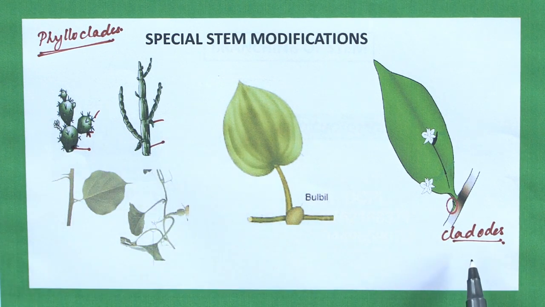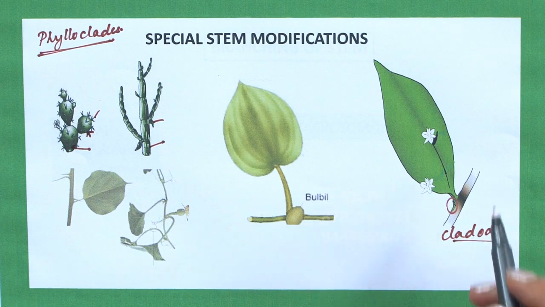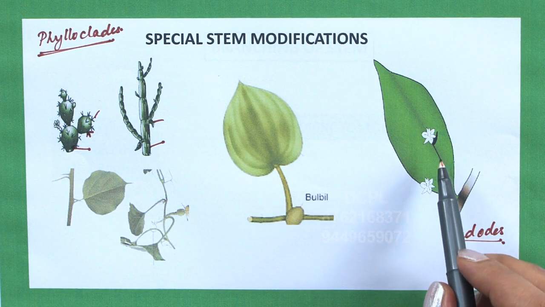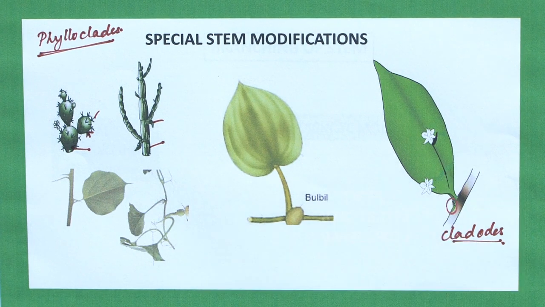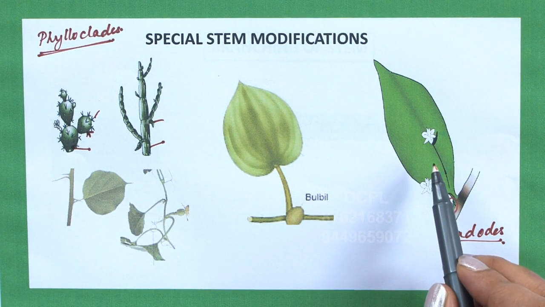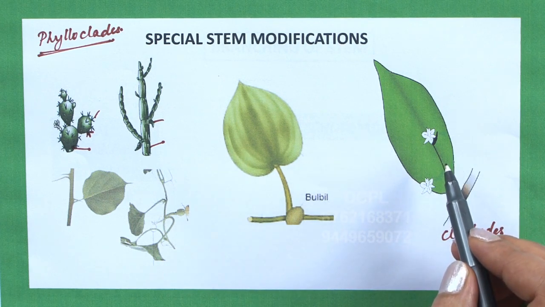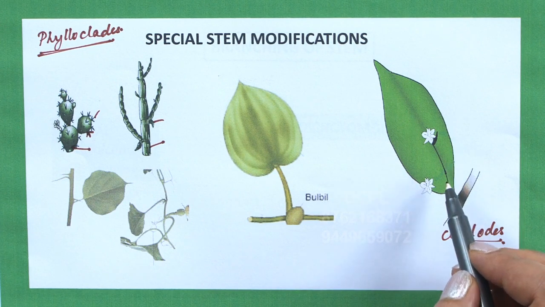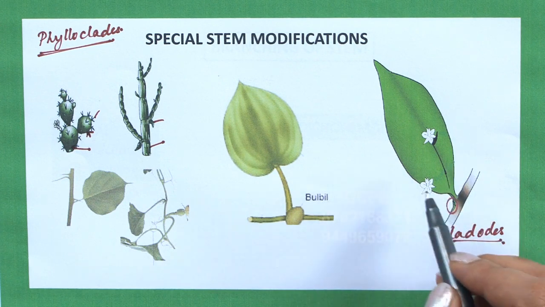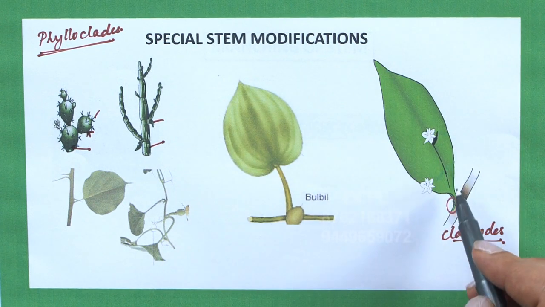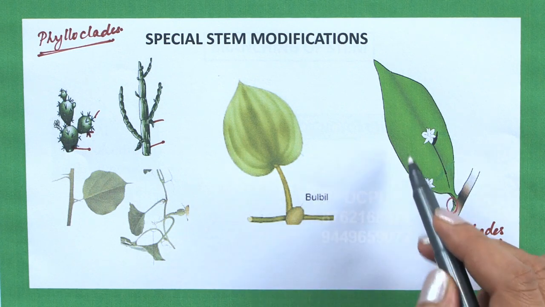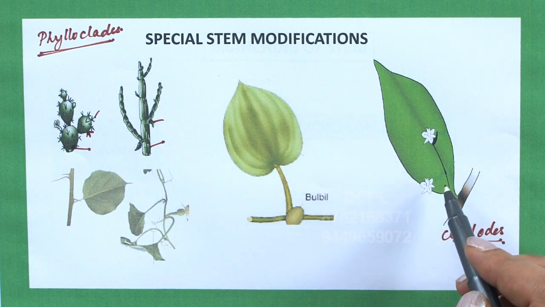Now, we will move on to the cladodes. Unlike phylloclades, they are not succulent, but they are green cylindrical or flattened stem branches of limited growth. They have taken over the function of photosynthesis, hence the leaves are highly reduced. This leaf-like structure is actually a stem modified into a structure called a cladode.